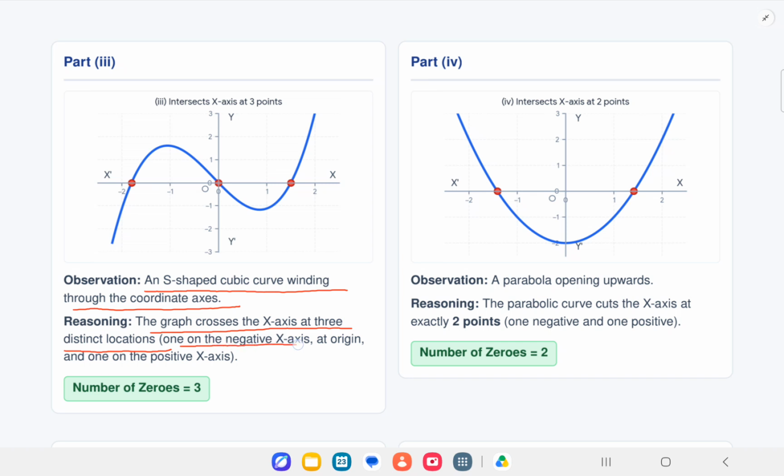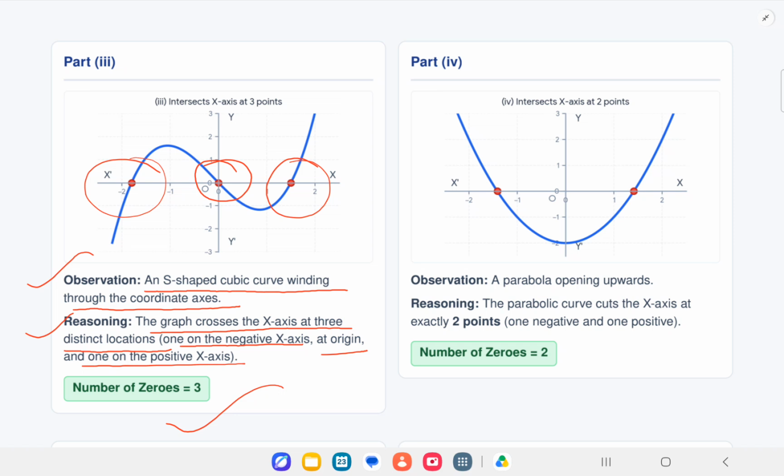One on the negative x-axis, ये आपका नेगेटिव x-axis हो गया, and second is at origin, ये आपका सेकेंड ओरिजिन पर हो गया, and one on the positive x-axis, और एक पॉजिटिव x-axis पर ये कट करता है. सो आपके नंबर ऑफ ज़ीरोज़ हो जाएंगे 3. So you can do these questions in this way. You will also write the observation or reasoning which is given below the graph, so it will also increase your knowledge. You can do this question from this PDF. I will also share you the PDF.